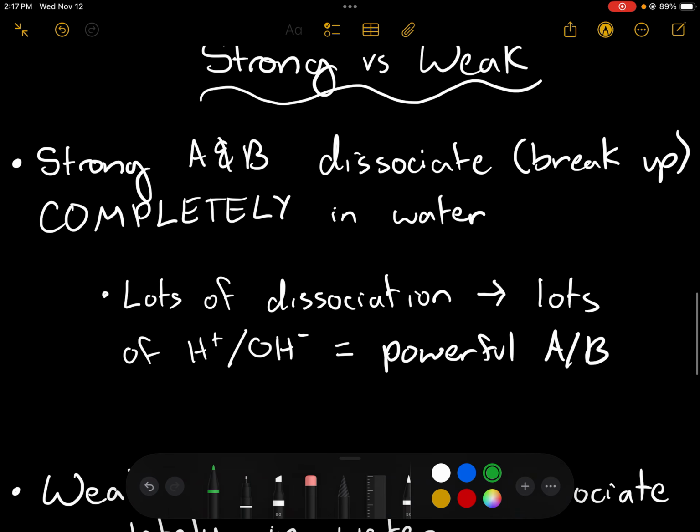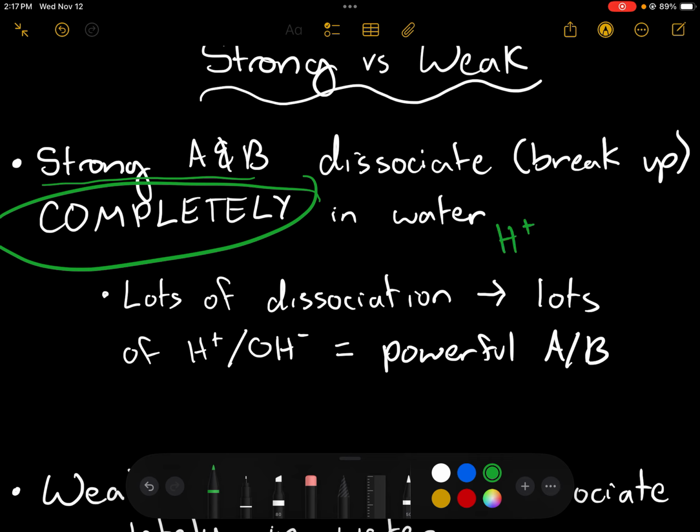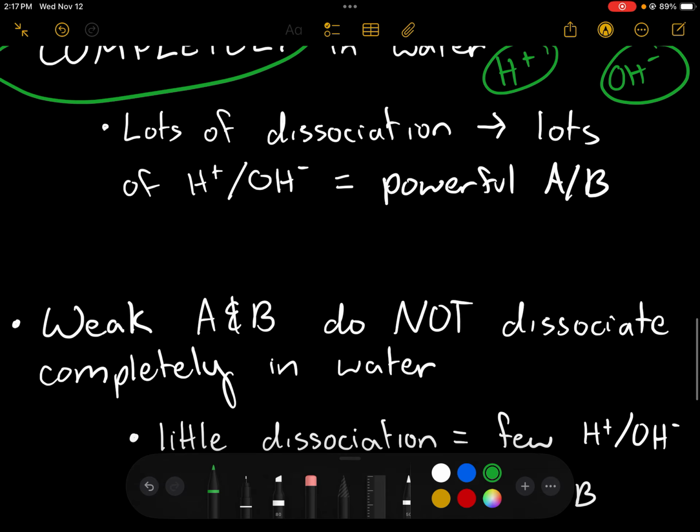All right? So a strong acid or a base is going to break up or dissociate completely. The reason that that makes it strong is because when you get a lot of dissociation, you get a lot of H plus or OH minus ions. And these two ions, once they interact with the things around them, are what are giving those substances acidic or basic character. So if you get a lot of H plus, a lot of H3O plus, or you get a lot of OH minus ions, then you have a strong or a powerful acid and base.